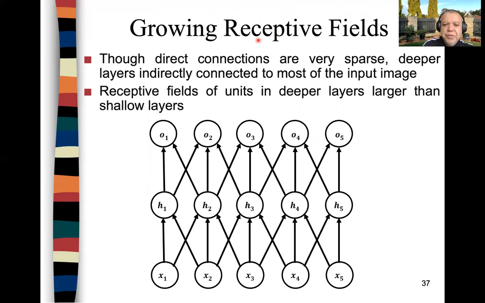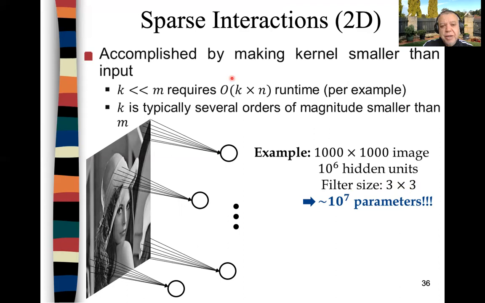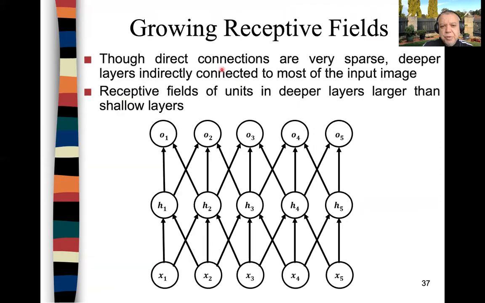Well, let's look at the growing receptive field. These sparse connections are kind of important. Although these connections are very sparse, deeper layers are indirectly connected to most of the input image.